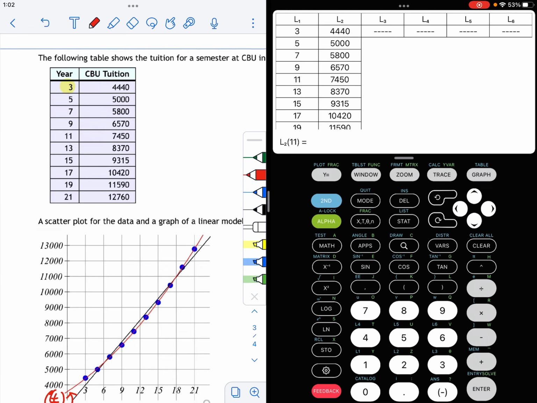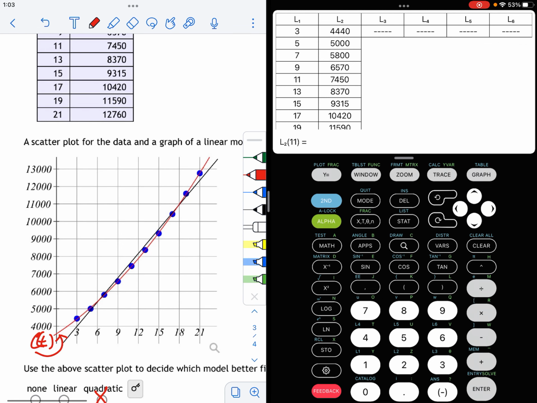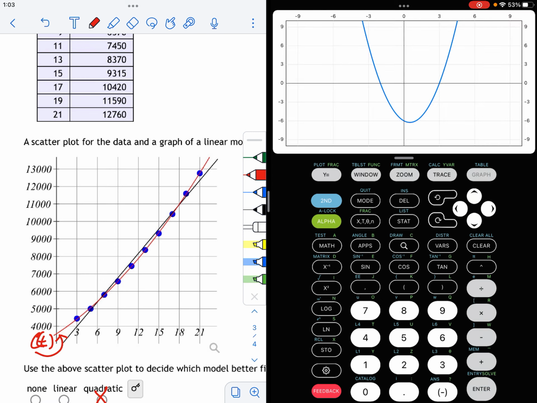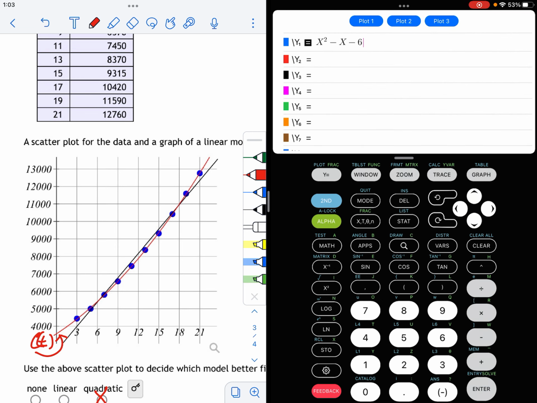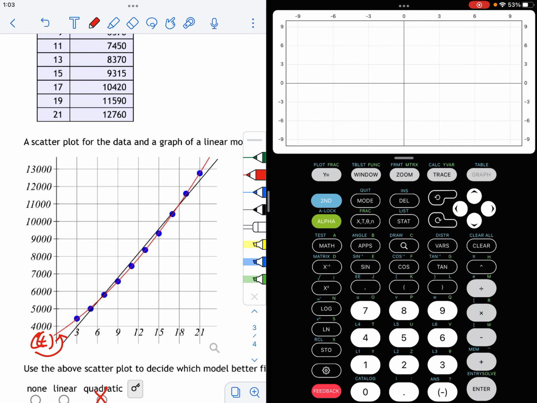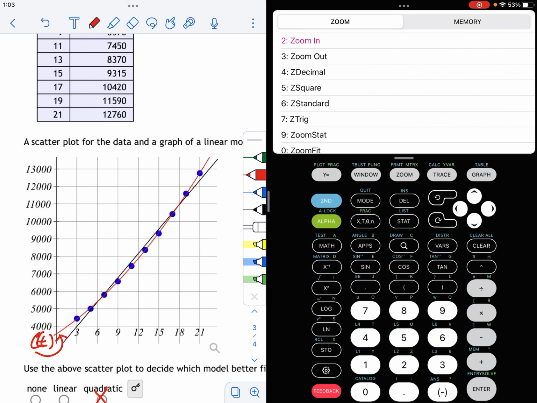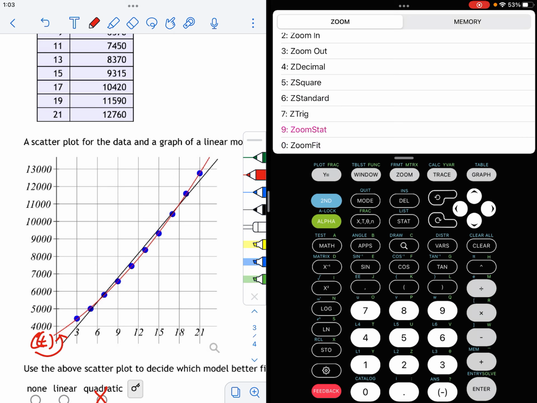Now, if we want to see a graph of this, we can go to our graph. Actually, I got an equation in there, so I'm going to go to my Y equals and clear out this equation. I don't want that there. So let's go to the graph again. There's nothing to see. So if we go to Zoom, and we go down to ZoomStat, which is number 9 right there, hit Enter.